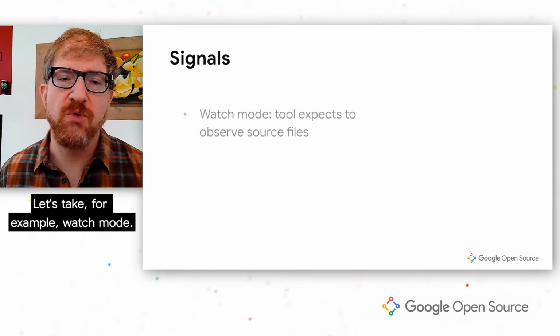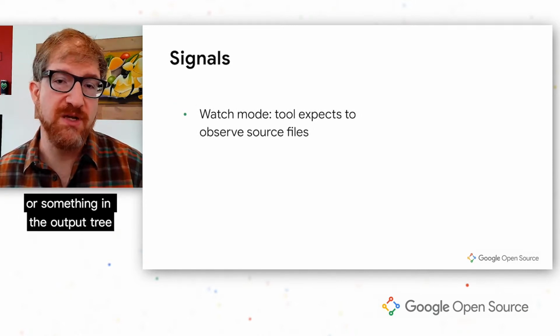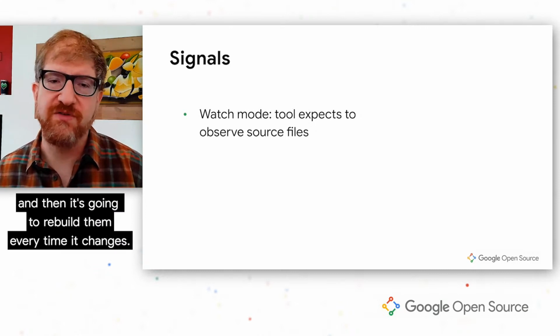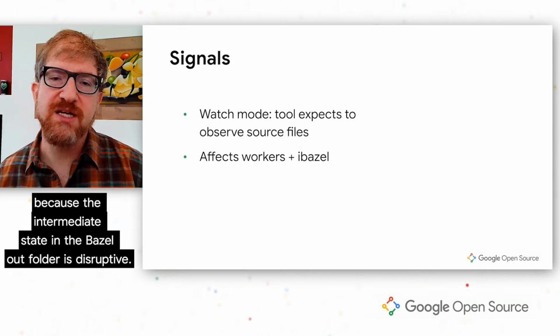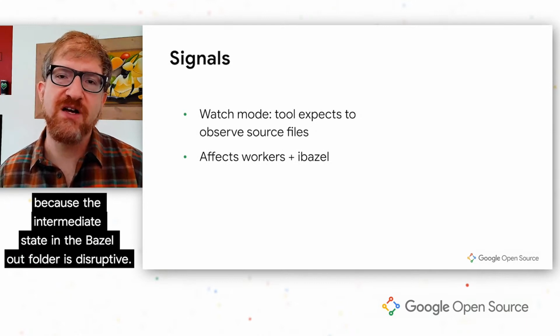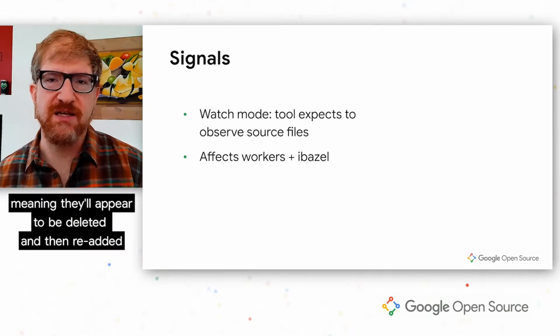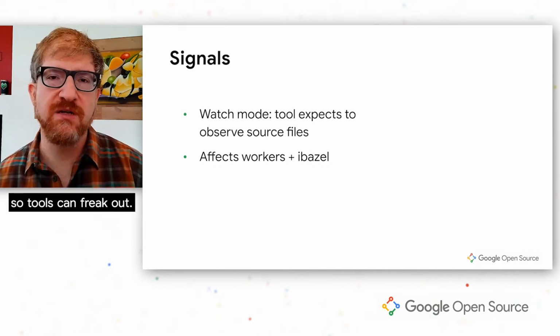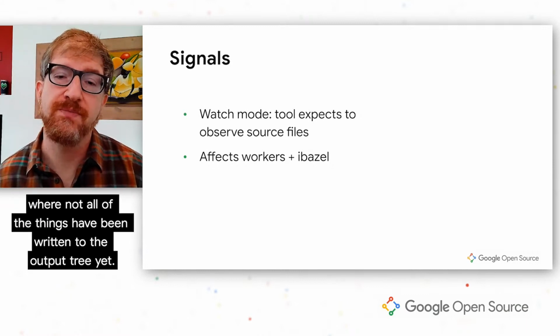So let's take, for example, watch mode. Watch mode is where a tool expects that it's going to watch the source files or something in the output tree, and then it's going to rebuild them every time it changes. This can be a problem because the intermediate state in the Bazel out folder is disruptive. Bazel will actually unlink the files, meaning they appear to be deleted and then re-added. And so tools can freak out, and they can also see intermediate state where not all of the things have been written to the output tree yet.